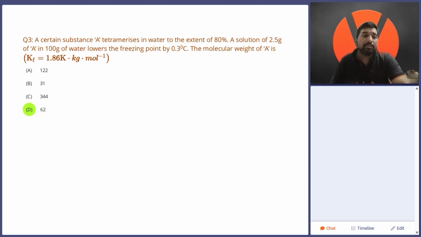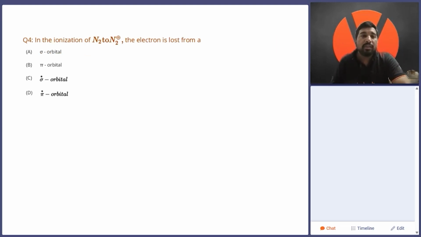Now come to the next part, that is the fourth question. The ionization of N2 to N2 plus, the electron is lost from which orbital? To solve this question, we need to draw the MO diagram. How many electrons are present in the case of N2? That is 14 electrons. So the MO diagram should be like this.